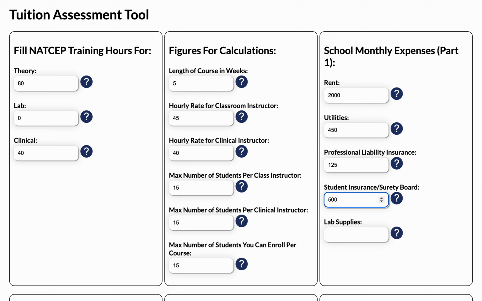Lastly, in this row is your lab supplies. So this is like, okay, you run out of gloves, you run out of gowns, you run out of toothbrushes, you run out of soap, emesis basins, you name it, you have to replenish those things. How much money do we think we may be spending a month to replenish those things? I'm gonna say $150.